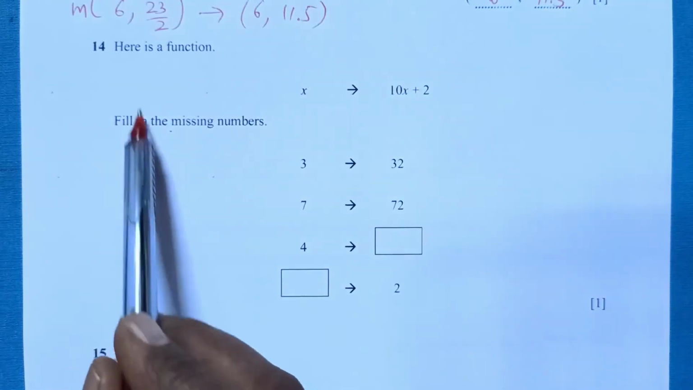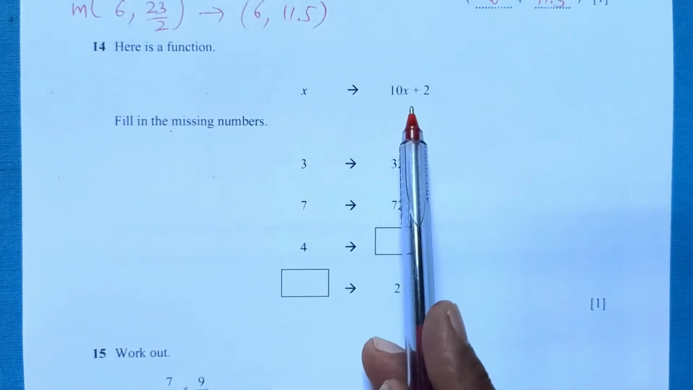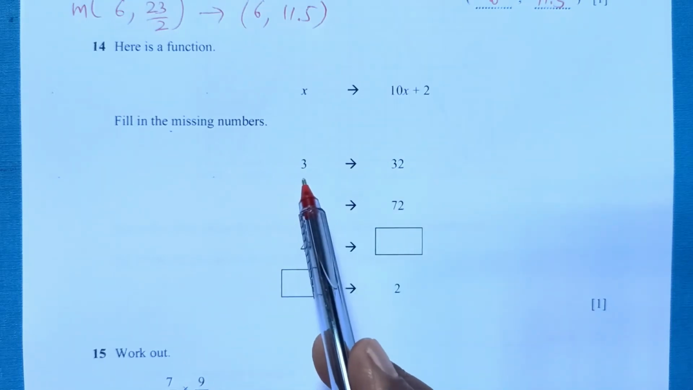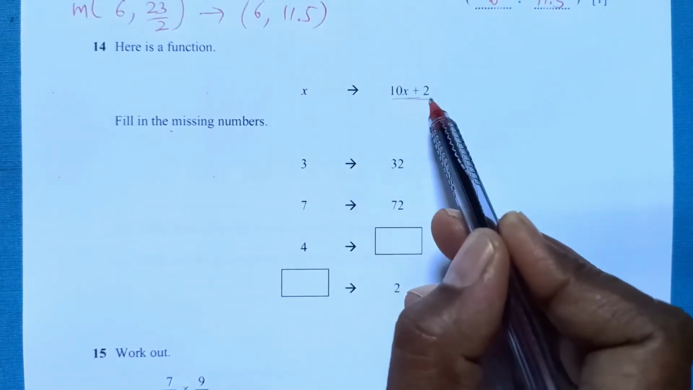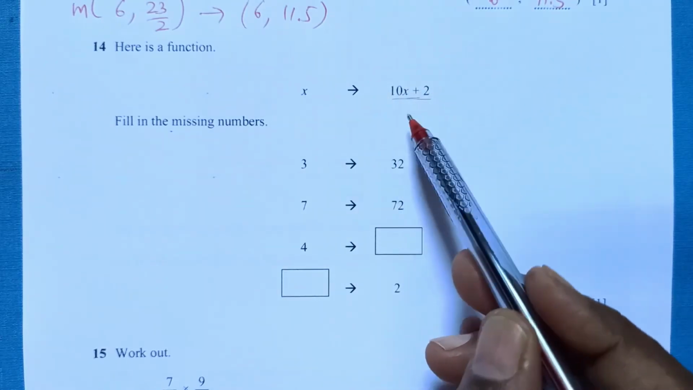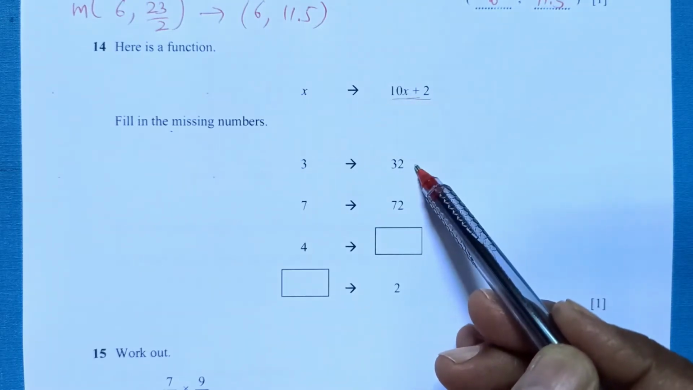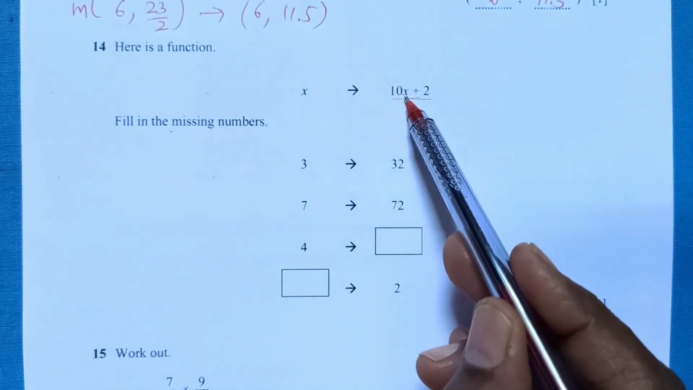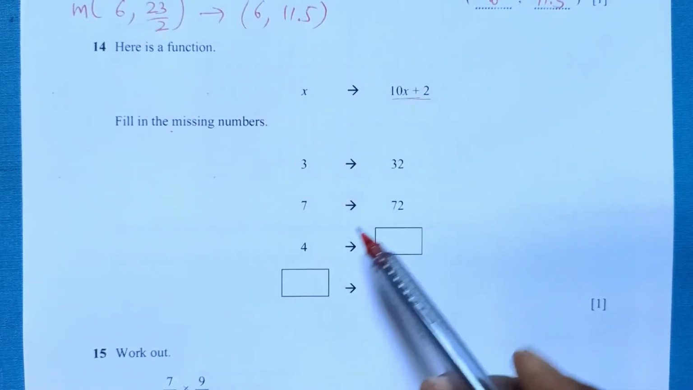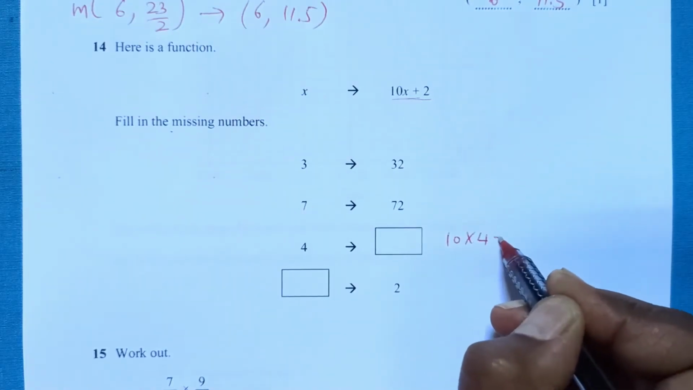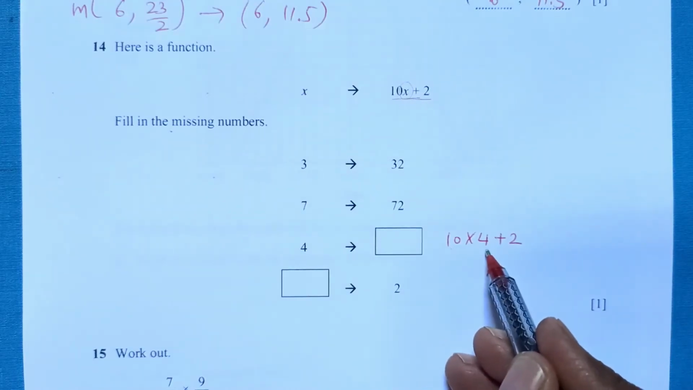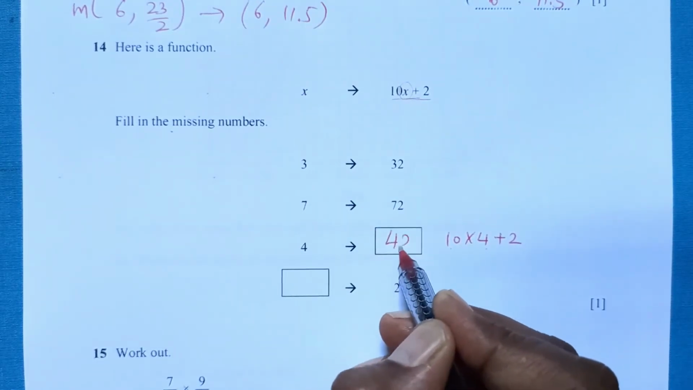Question 14. Here is a function x to 10x plus 2. Fill in the missing numbers. So like you can see, work out from here. If the value of x is 3, then the value of the entire function is 32. So 10 times 3 plus 2 is 32. Similarly, if x is 7, 10 times 7 plus 2, that is 72. Now you have value of x as 4. So that is 10 times 4 plus 2. So we are just replacing x by the given values. 10 times 4 is 40, plus 2, it is 42.